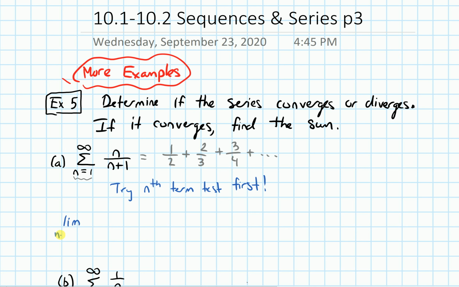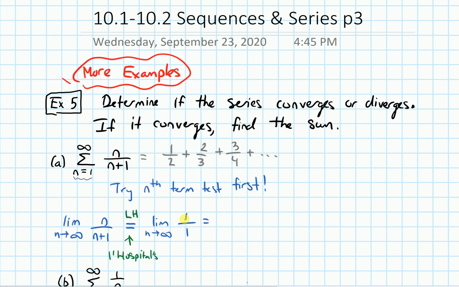So the limit as n goes to infinity of n over n plus 1. So let's say I want to evaluate this limit. Well, the top and the bottom are both infinity. So we could use L'Hopital's rule. I'm just going to write LH to indicate, oh, this is L'Hopital's rule. So I'm using L'Hopital's rule at this step. So doing this, I'll get the limit as n goes to infinity. And doing L'Hopital's, I take the derivative of the top and the derivative of the bottom. And I get 1 over 1. So now that's just 1.